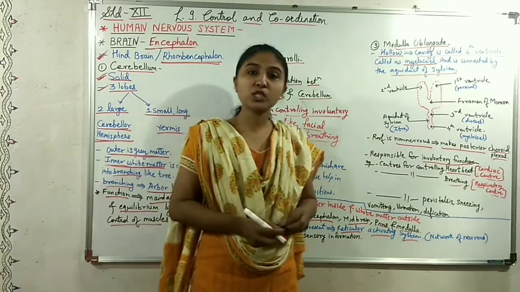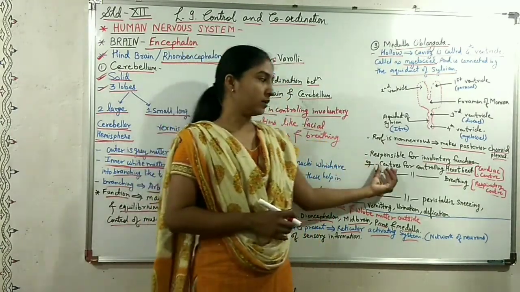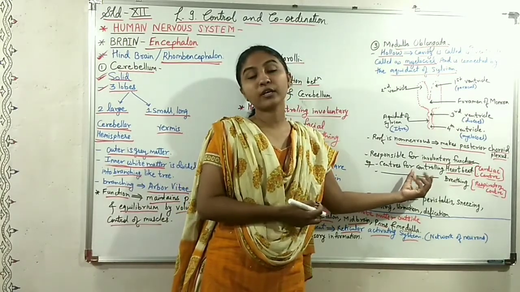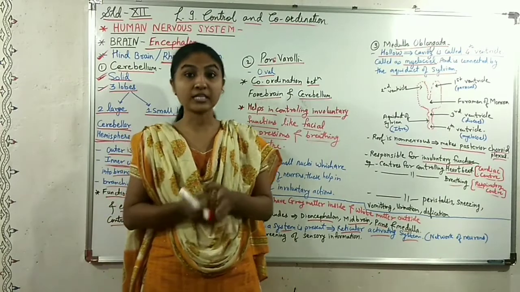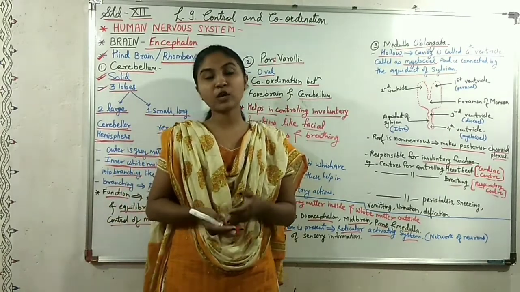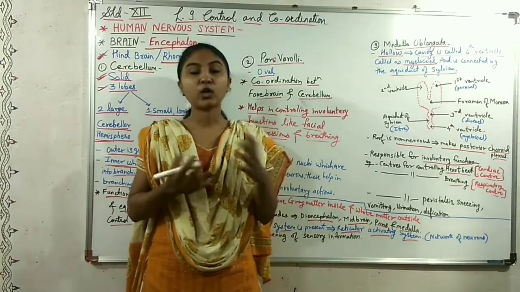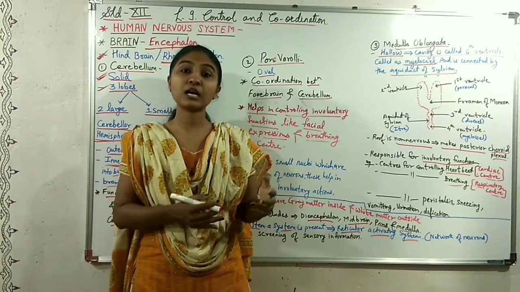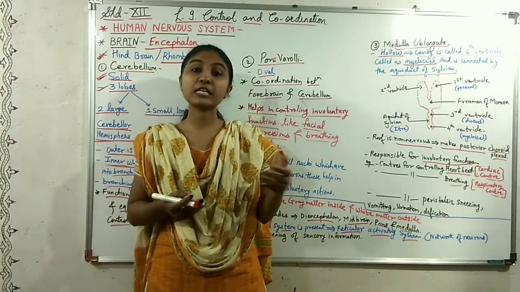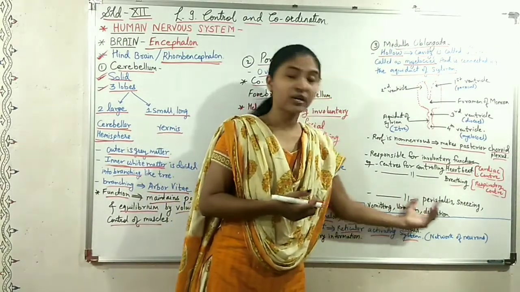Now this medulla is responsible for all the involuntary functions in our body. It has centers which control the involuntary functions. It has a center for controlling the heartbeat, called the cardiac center, and a center for controlling breathing, called the respiratory center. It also controls other involuntary actions such as peristalsis, sneezing, vomiting, urination and defecation.